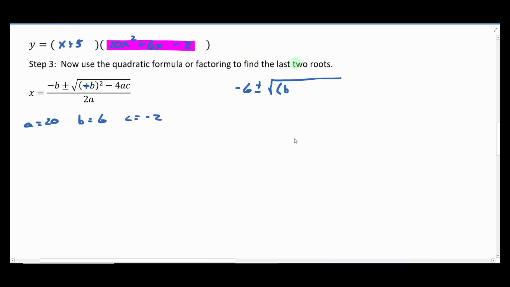Anyways, b squared would be 6 squared minus 4 times 20 times -2, all over 2a. So that would be 2 times 20. Right, and then just one thing at a time, simplify one thing at a time. The -6, nothing that we can do with that. The 6 squared is 36, so that's easy to do. And then 4 times 20 times -2. So remember, this is a -4 and a -2, so there's actually two negatives in this multiplication, so this entire thing is going to turn out to be positive.